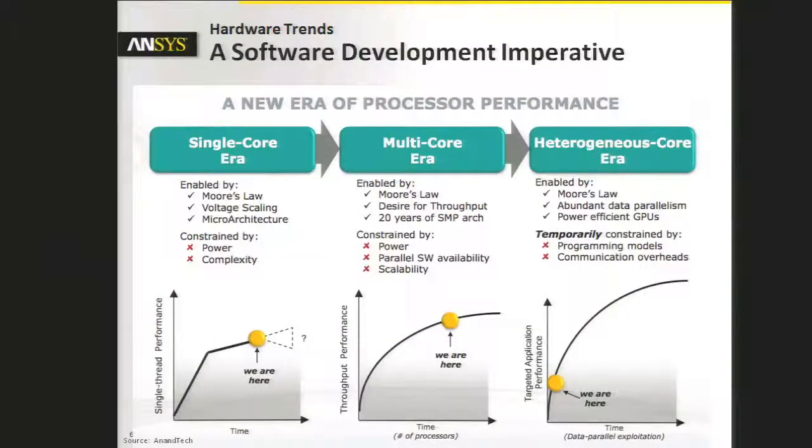So let me shift a little bit from end-user trends to software development trends. This is a slide that was presented last year by an Ansys partner at one of our own user conferences, and I'm guessing most people here today are more familiar with these trends than I am, so I won't elaborate too much. But there's been a shift over the last couple of decades from single-core to multi-core, and now we're jumping into this heterogeneous core with accelerator era.